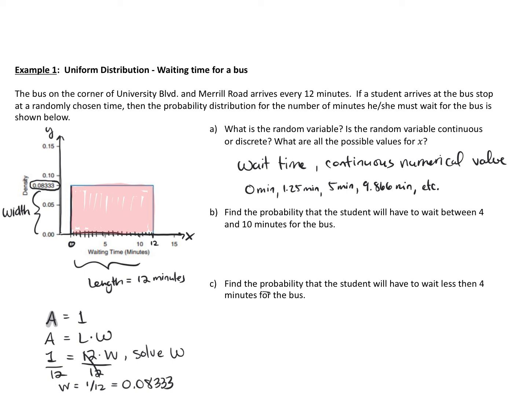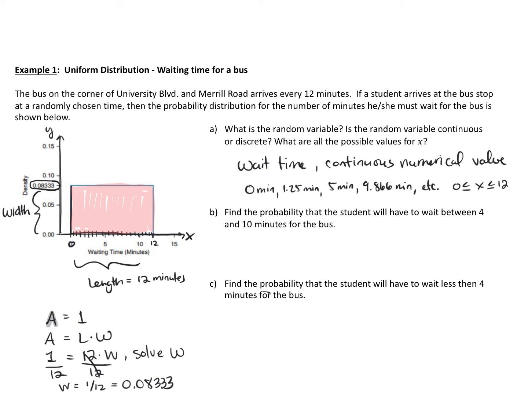We would say that all the possible values for x are going to range between 0, it could include 0. That means that you show up and the bus is there, okay, all the way up to 12 minutes, meaning that you show up to the bus stop and the bus literally just left, okay? All right, let's take a look at question B.